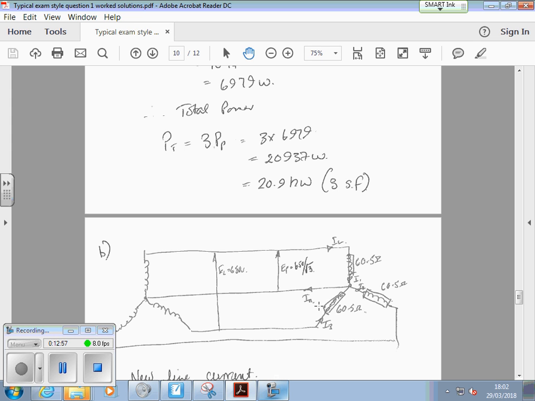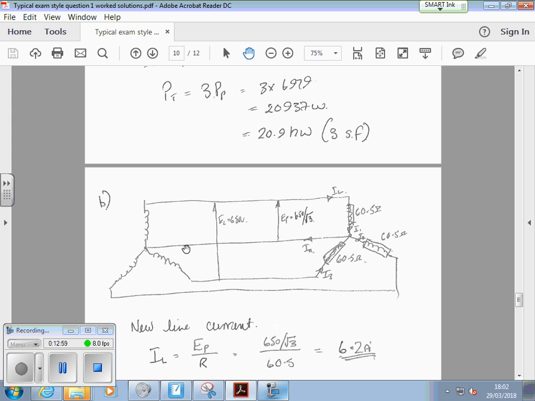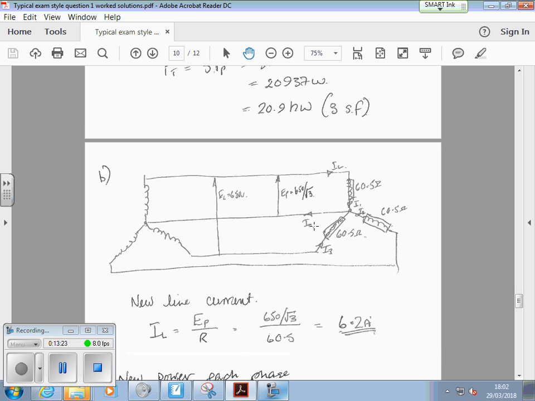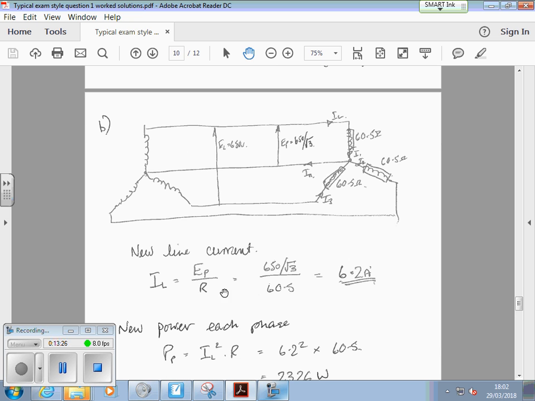Now consider the same load connected in star configuration. So we've got the same generator, the same line voltage, a neutral connection to the same three resistances connected in star configuration. So we've now got a phase voltage which is 650 over root 3. The new line current is the phase voltage divided by R. So we've gone 650 over root 3, over 60.5.